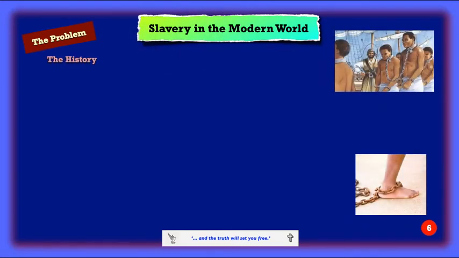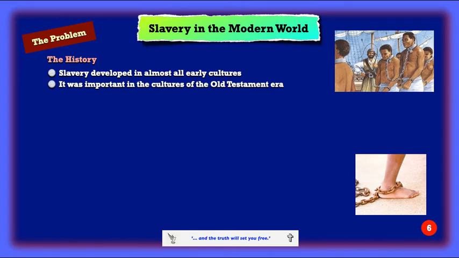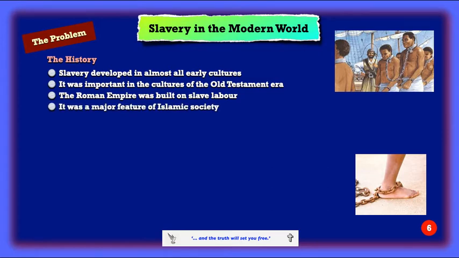Slavery has always been a problem. If you look back in history, slavery developed in almost all early cultures. And it was important in the cultures in the Old Testament era. While in the New Testament days, the Roman Empire was just simply built on slave labour. Later it became a major feature of Islamic society. And then it grew again as European countries exploited the New World.